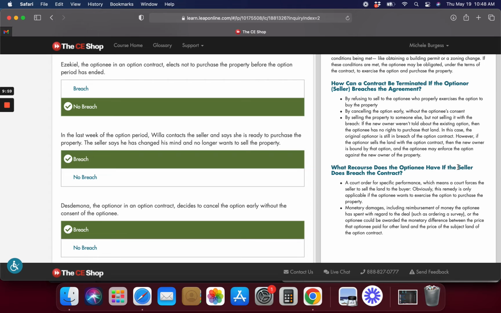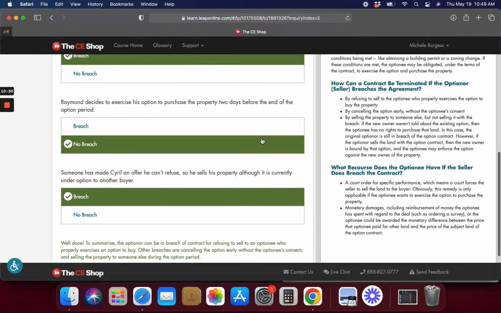Okay, so while you are taking a screenshot of some of these questions, if you would like to, I'm going to go over here and read just a couple more things. A court order for specific performance, which means a court forces the seller to sell the land to the buyer. It could also be monetary damages if you breach a contract. Canceling the option early is a breach. Selling the property to somebody else is a breach.